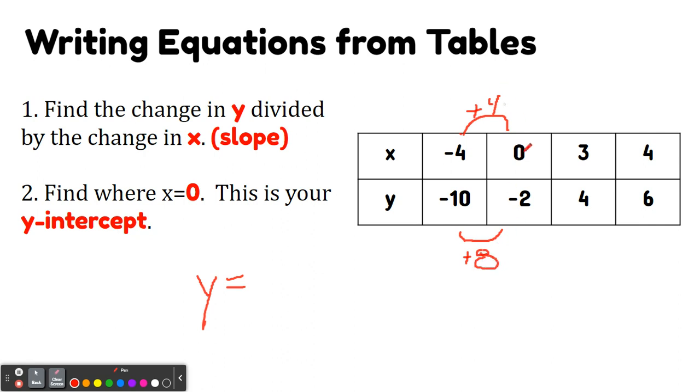Okay, I end up with 8 over 4, which ends up giving me a slope of 2x. So 2 is my slope. X is just a variable. Okay. Now I'm going to figure out where x equals 0. This is my y-intercept. So I look for where x equals 0. So it's right here, which means my y-intercept is -2. So my equation here is y equals 2x minus 2.